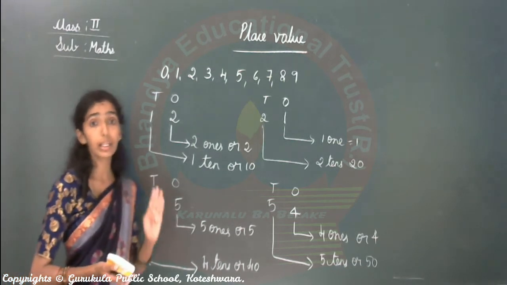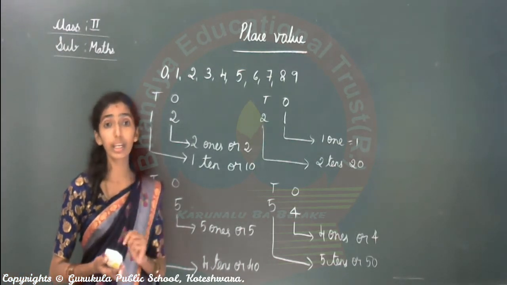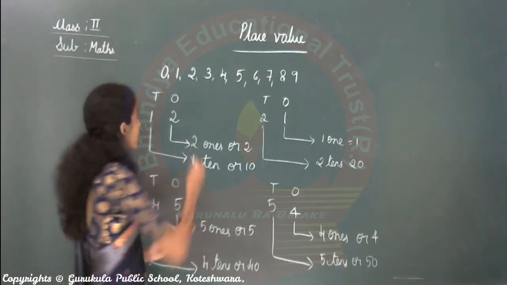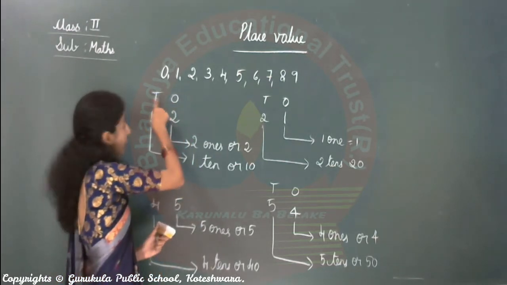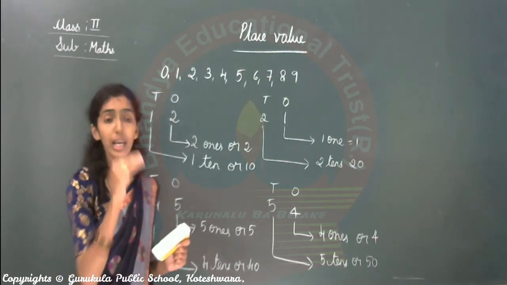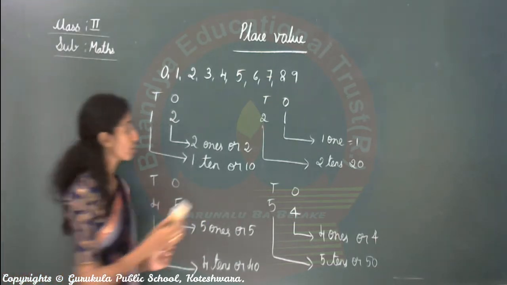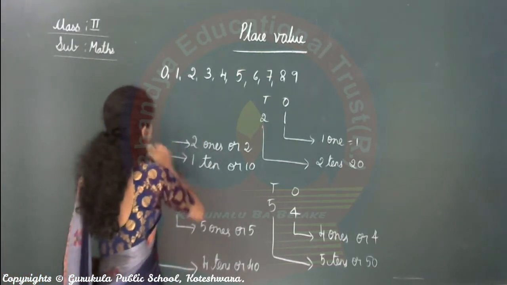Now I will explain the 3 digit number. How to write place value for a 3 digit number? Like that only. First you write the place, this place value means tens and ones. If you write that, you can write the place value for the numbers very easily. Understood, no children? Please see.